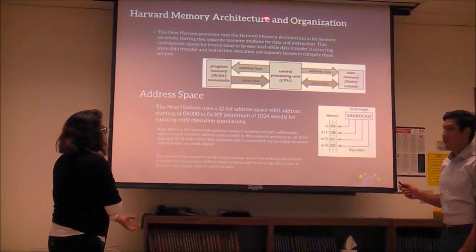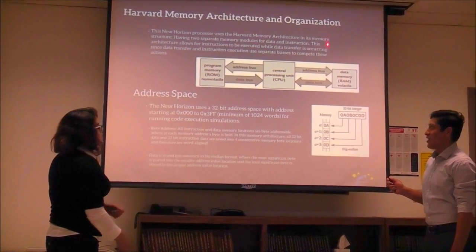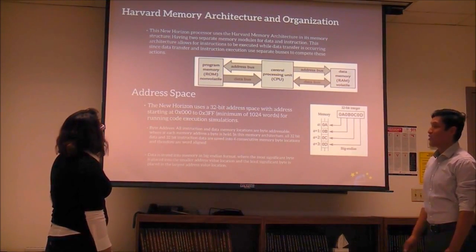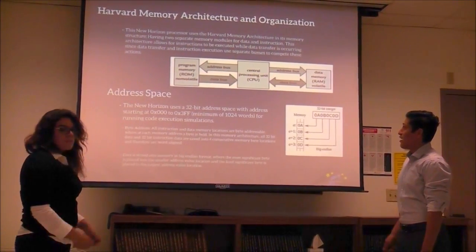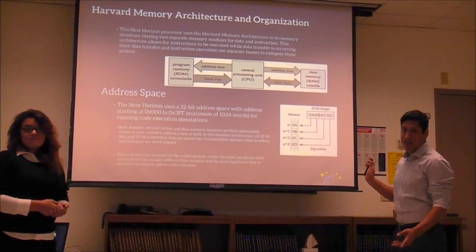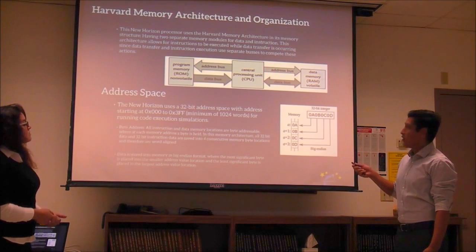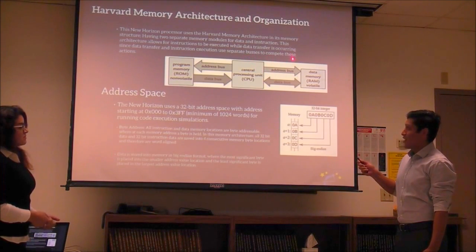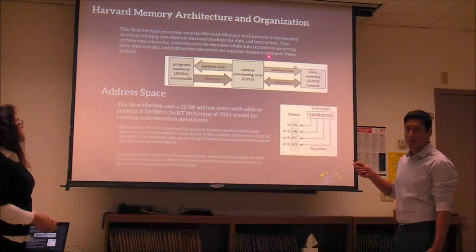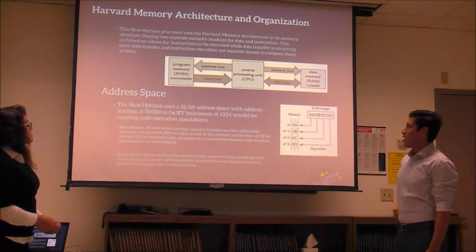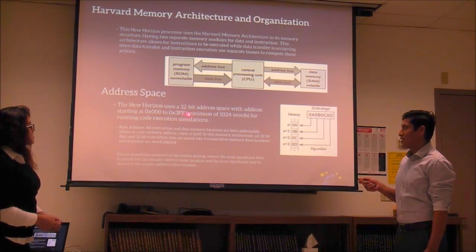We are using a Harvard memory architecture and organization. This New Horizon processor uses a Harvard memory architecture, which allows two memories. One is running the execution of the code, while the other one is transferring data at the same time, concurrently, using separate data buses. Our address space in New Horizon is a 32-bit address space with addresses starting at hex value 000 to 3FF for running code execution simulations.